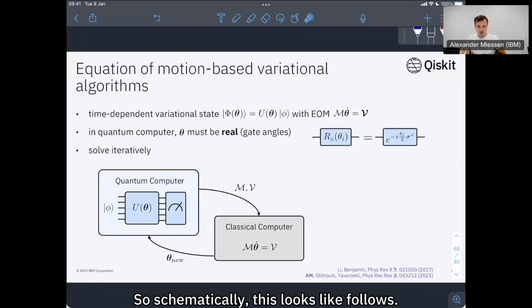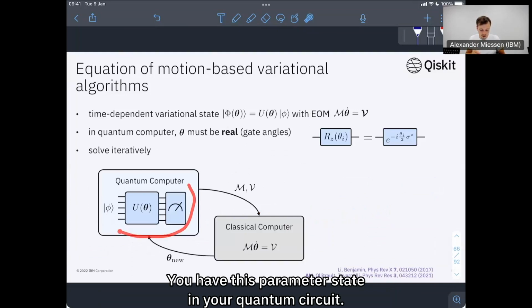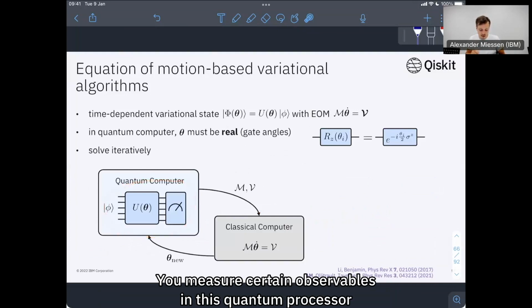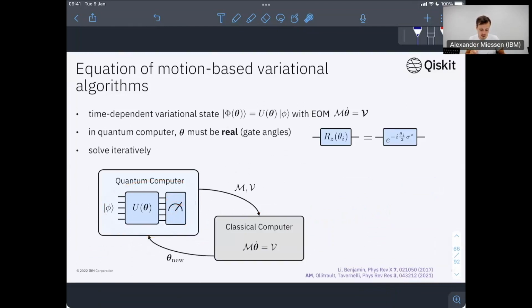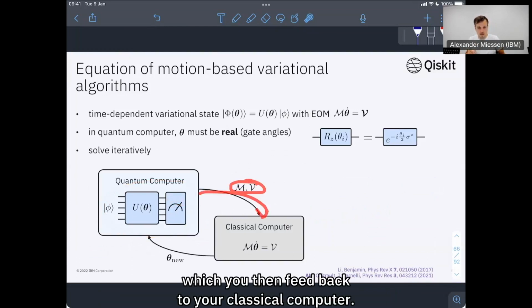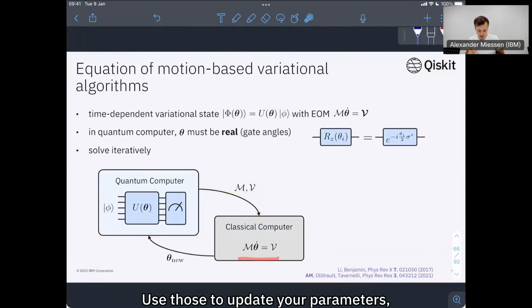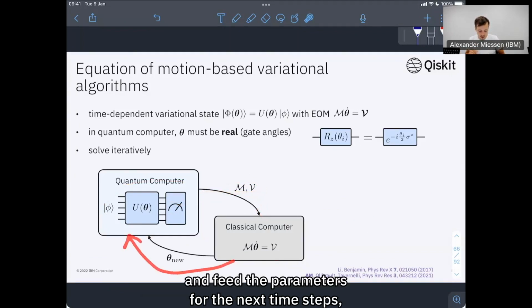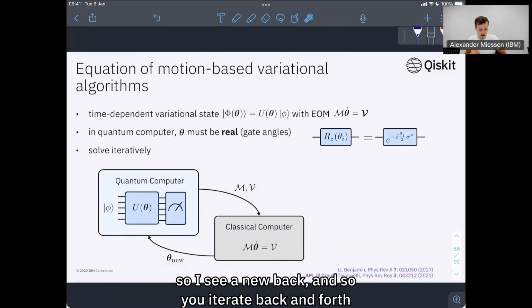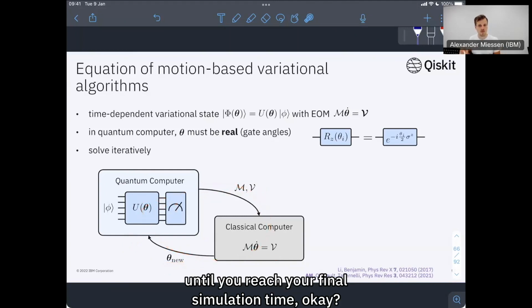Right. So schematically, this looks as follows. You have this parameterized state in your quantum circuit. You measure certain observables in this quantum processor, which you then feed back to your classical computer, use those to update your parameters, and feed the parameters for the next time step, so theta nu, back, and so you iterate back and forth until you reach your final simulation time.